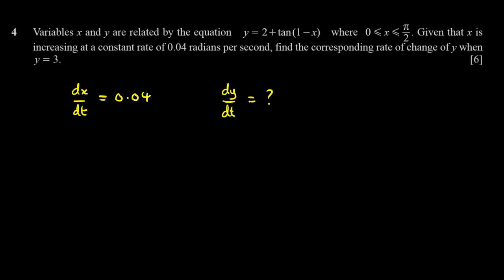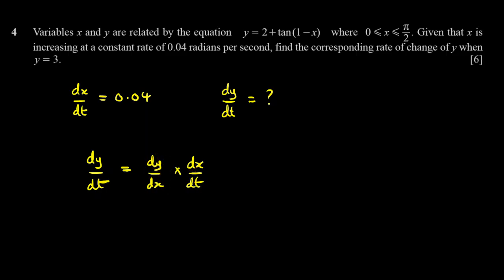Then what we want to discover is the relationship between dx/dt and dy/dt. In order to get that, we need the chain rule. So we can say that dy/dt is equal to dy/dx times dx/dt. In other words, we can find dy/dt by taking our dx/dt and multiplying it by dy/dx.